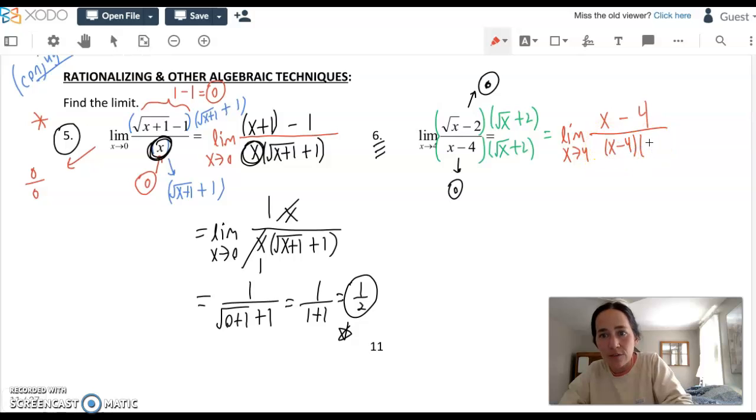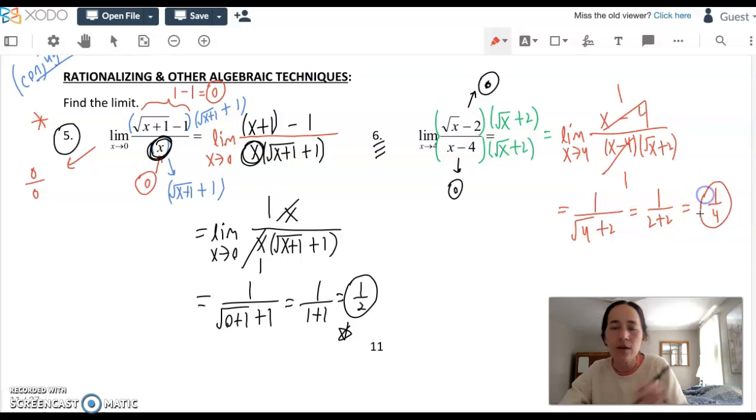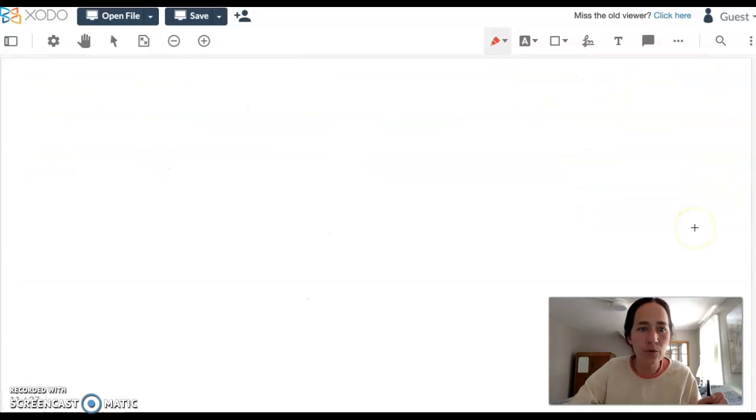Let's have x minus 4, square root of x plus 2, and get rid of what we wanted to go away. No more limit notation needed. We've got 1 over the square root of 4 plus 2. So 1 over, didn't get a half this time. 1 over 2 plus 2, we get a quarter. Okay, we'll see a little bit more algebra on the other page.